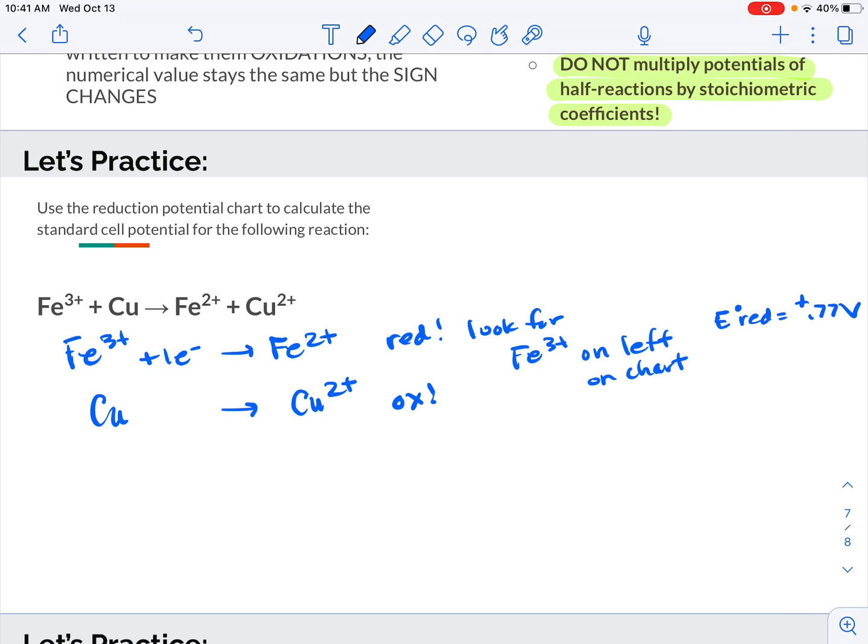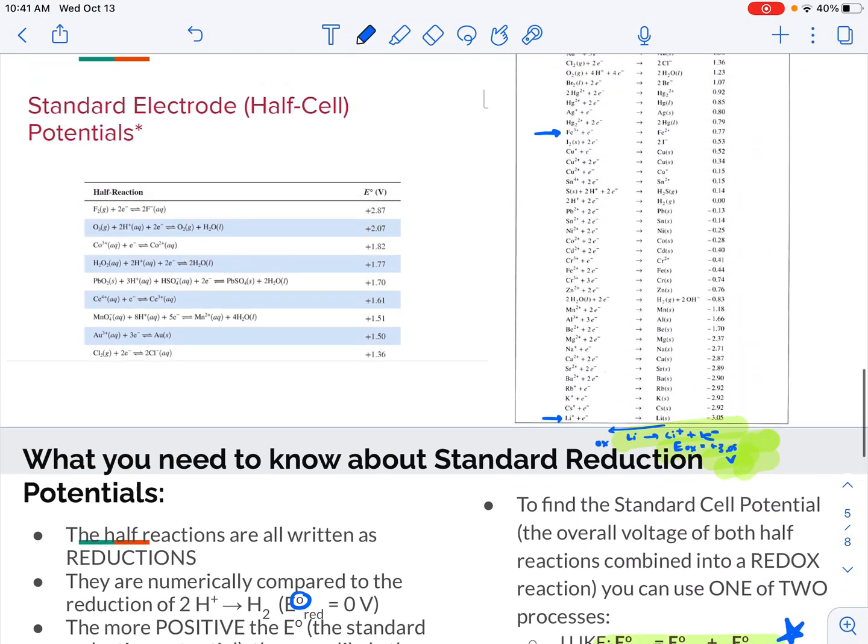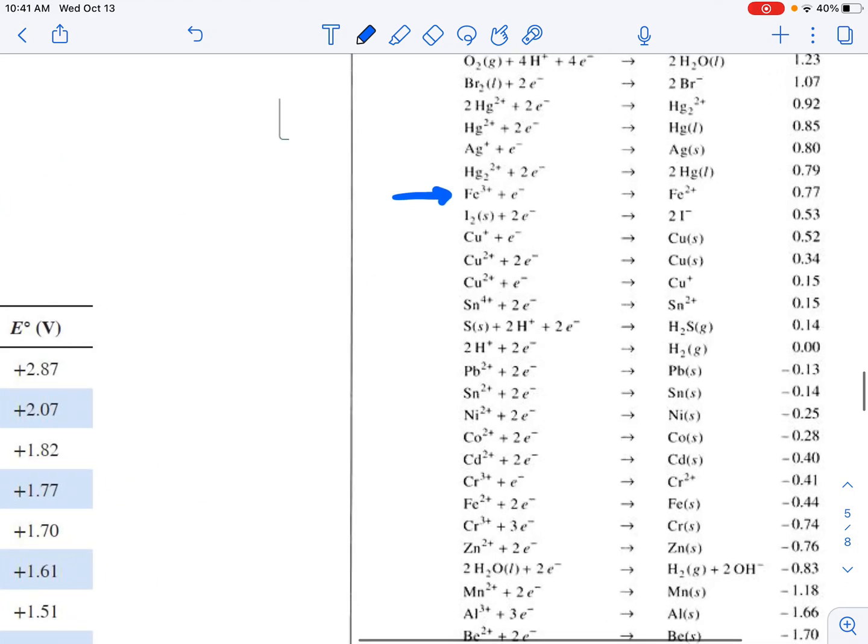Now I'm going to do the same thing for the copper half reaction, but this is an oxidation. So I need to look for Cu2+ on the left, because I have to reverse this reaction to find it on the chart, and Cu solid on the right. Okay, so when I do that, I come back up here, and I can see it right here. Okay, so I can see that the way it's written as a reduction, the reduction potential is 0.34.